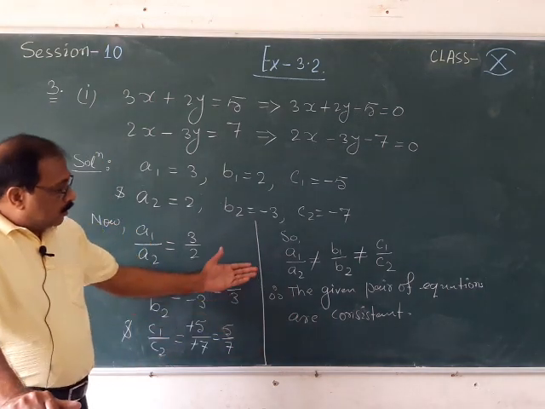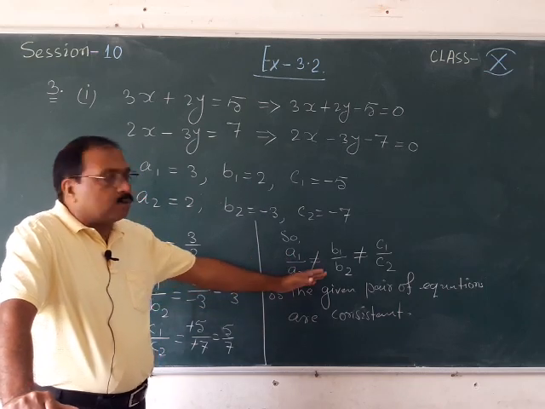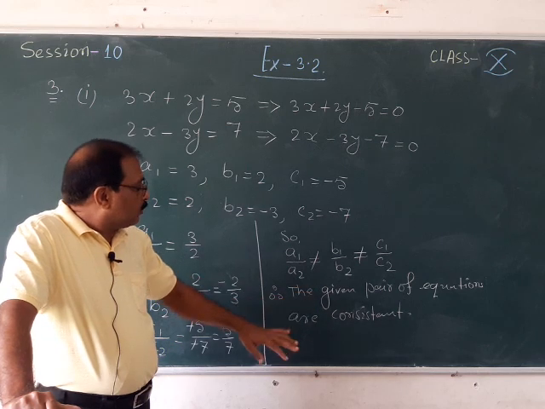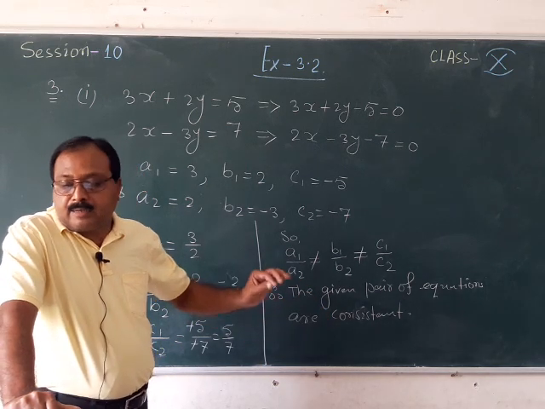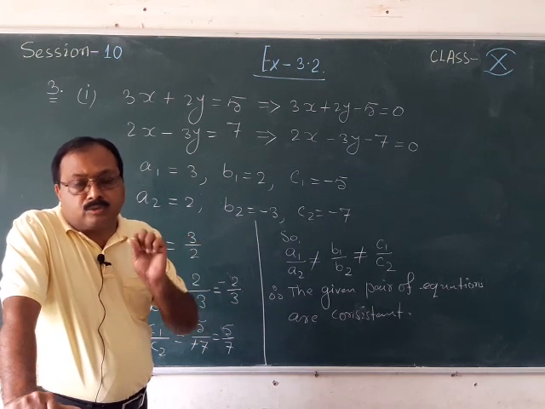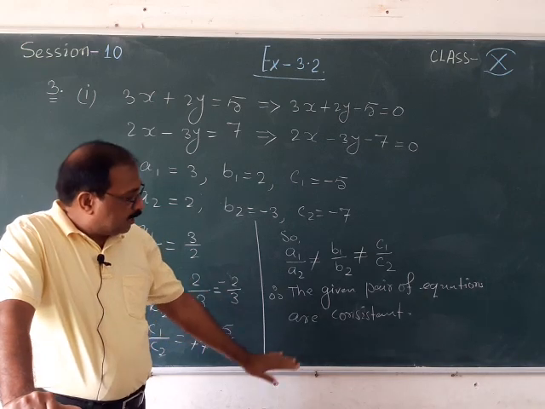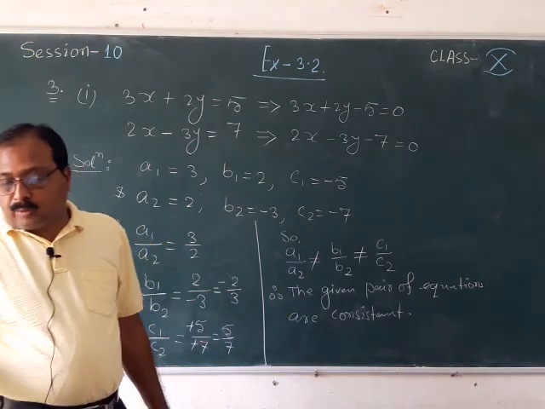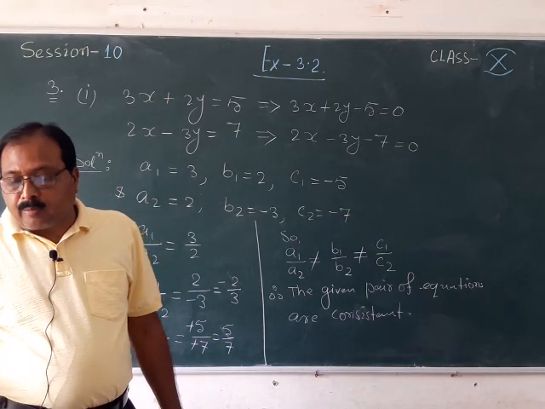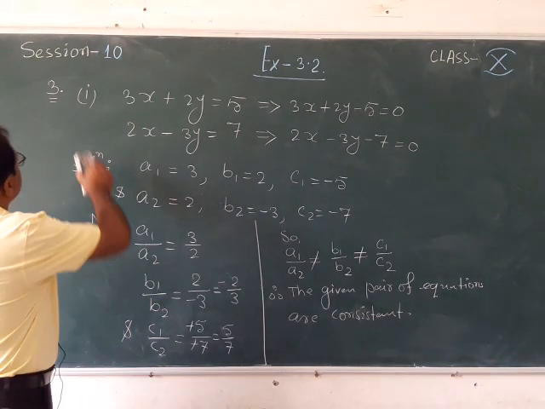If it is giving you condition number 1, that means A1 by A2 does not equal B1 by B2, that means it is clear that the given pair of equations is consistent. That means you are getting a unique solution. So, question number 3.1 you can do like that, and 3.2 also you can do like that. I am going to show you one more, that is question number 3.3. This time I am taking 3.3, you just copy down this one.